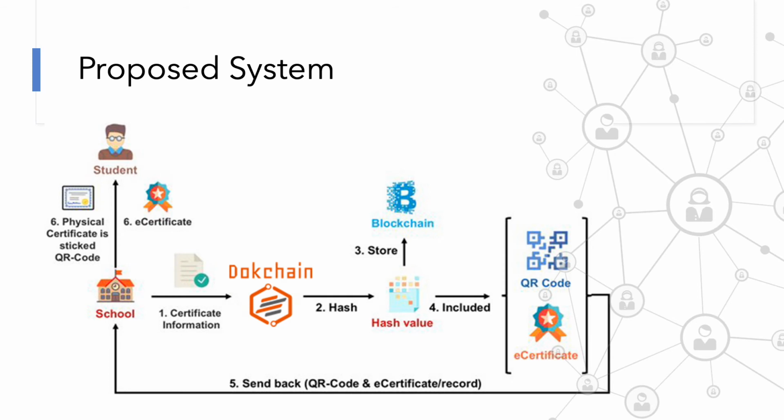Here is the prototype workflow of the whole process. It includes about 6 to 7 steps. Let's start with the school or the university issuing the certificate. When the university or the school issues the certificate, it goes through Dokchain, which is our project, which hashes the whole value in the document and stores it in the blockchain, which gives out the QR code and e-certificate. These are sent back to the school or the institution, which forwards them to the student, and the certificate is even stamped with the QR code which is provided to the student with the e-certificate.